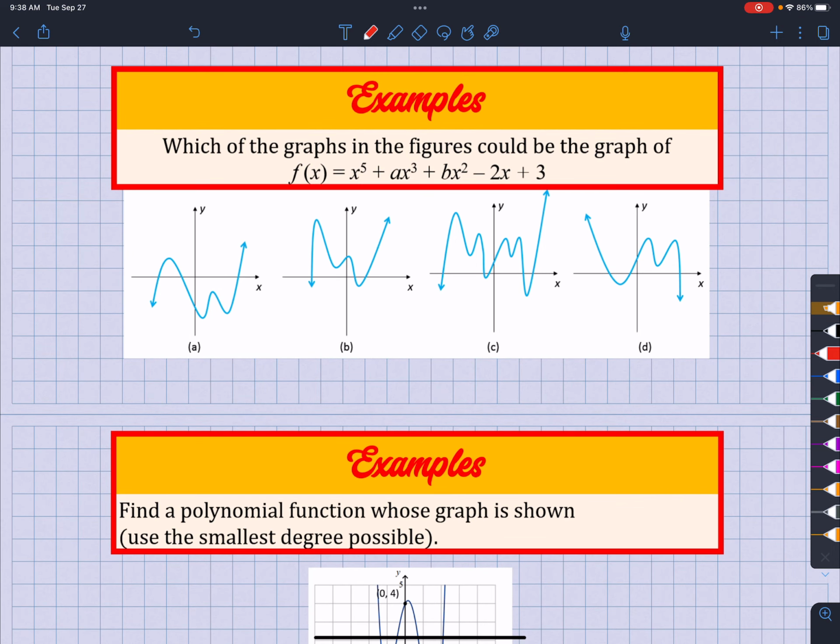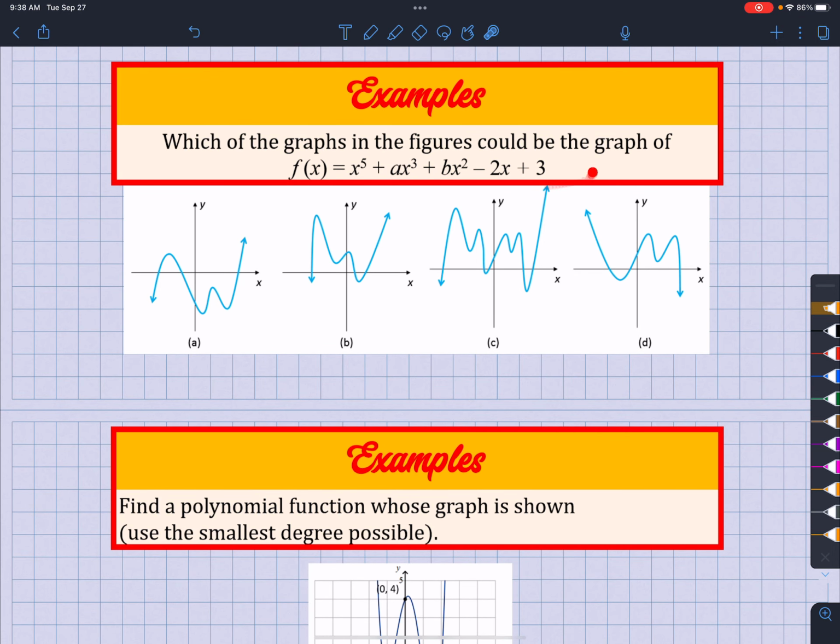All right, so which graph is possible for this? The function is x to the 5th, and so on. So number 1, we look at turns, or turning points. Turns would be 5 minus 1, which is equal to 4, so there should be 4 turns. 1, 2, 3, 4. Check. 1, 2, 3, 4, 5, 6, 7. Oh, no good, too many turns.